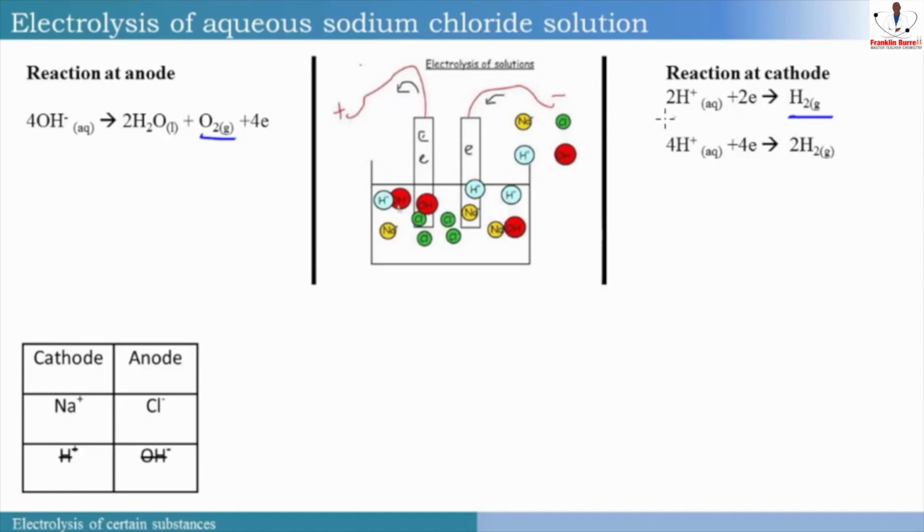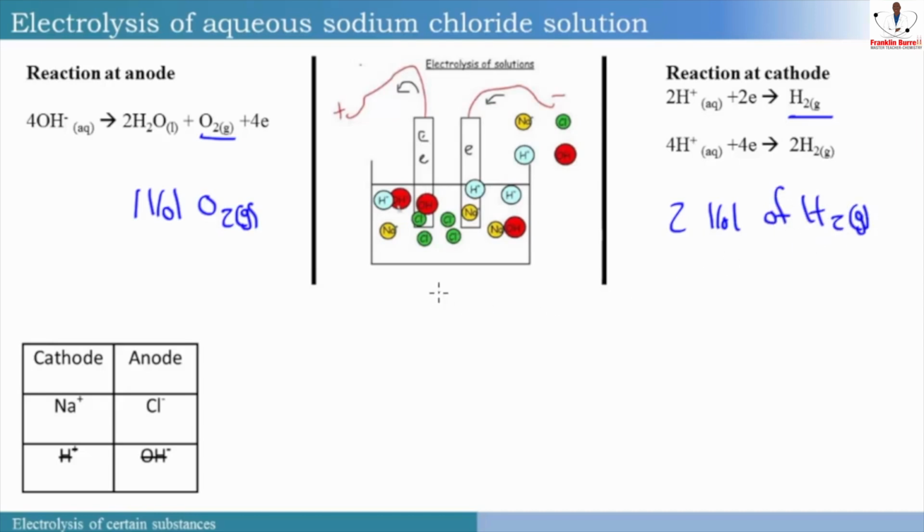Now, if you go by the rule that the number of electrons lost must be equal to the number of electrons gained, then if I have 4 being gained here, I'll have 2 volumes of H2 gas being produced. So here I have 1 volume of O2 gas at the anode, while at the cathode I now have 2 volumes of H2 gas being produced. So what is that saying?